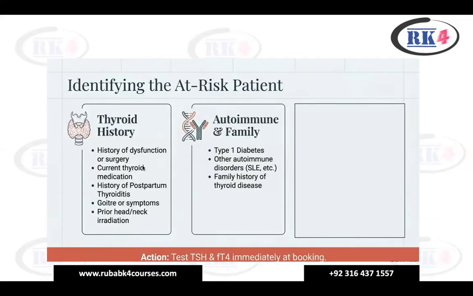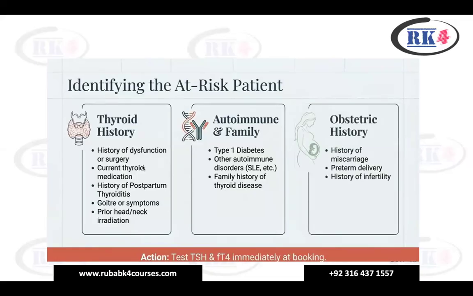Autoimmune diseases: the patient has a family history or personal history of autoimmune diseases such as type 1 diabetes, SLE, antiphospholipid syndrome, or a family history of thyroid diseases. She is at increased risk, so we'll offer her screening. And if she has a previous history of miscarriage, preterm delivery, or infertility, then also we'll offer screening. So what do we do? If a patient comes to you at the time of the booking visit and you identify these risk factors, you will test TSH and T4 levels for her immediately at the time of booking.